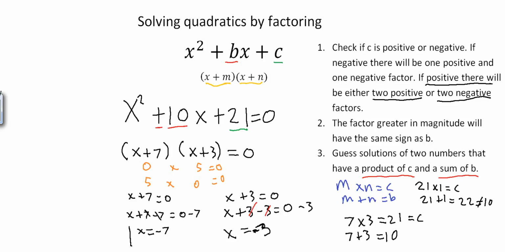So these are our solutions to this equation. If you plug in either negative 7 or negative 3 into this above equation, you'll get 0. So these are the factors of this equation. Let's try a second example now.